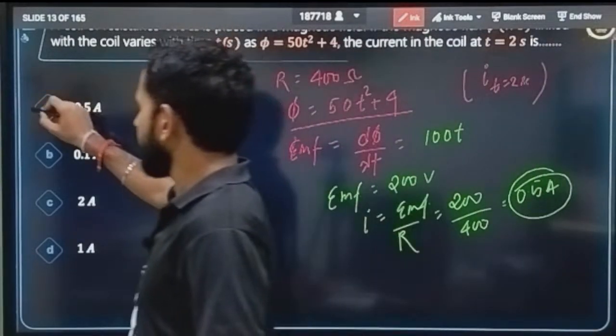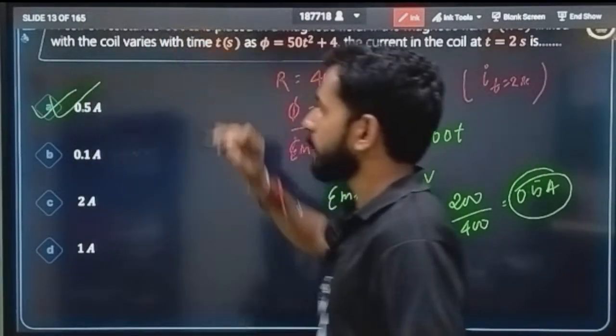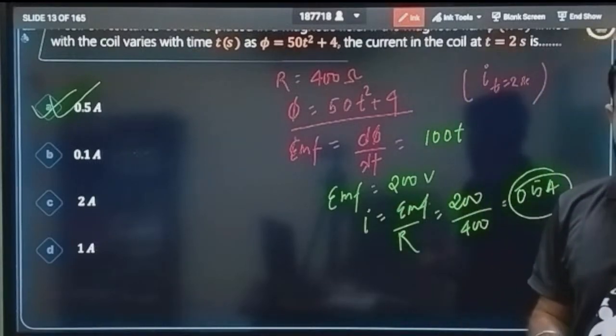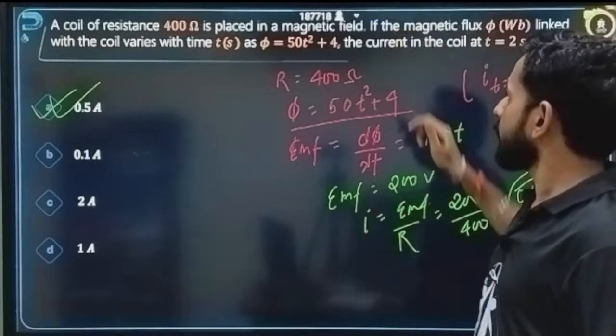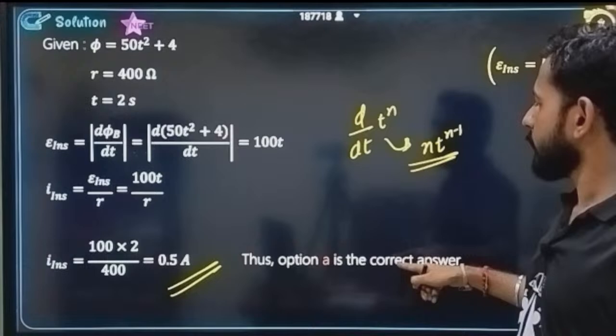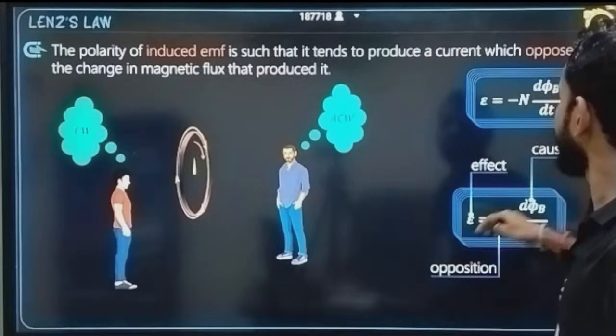0.5 ampere. Which option is coming correct? Option A is coming correct. Is it clear how we have solved? I hope this is clear to you. Correct. Option A is correct.